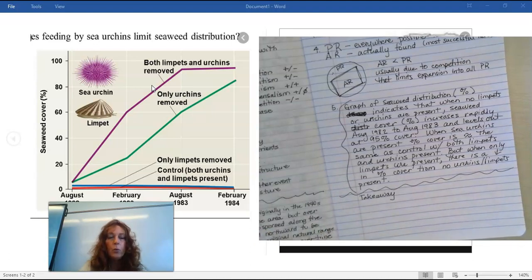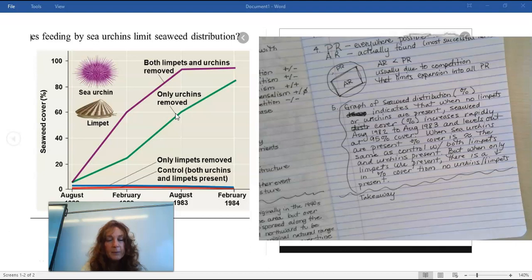So let's think about it. When you have both urchins and limpets present, there's pretty much no seaweed cover. It looks a whole lot like this next one when there's just sea urchins. So there must be competition between the sea urchins and the limpets, and the limpets must be less fit. The sea urchins must outcompete the limpets, because when they're together and there's competition, there's very little cover. If you remove the limpets, there's still very little cover. So the sea urchins are the better competitor.